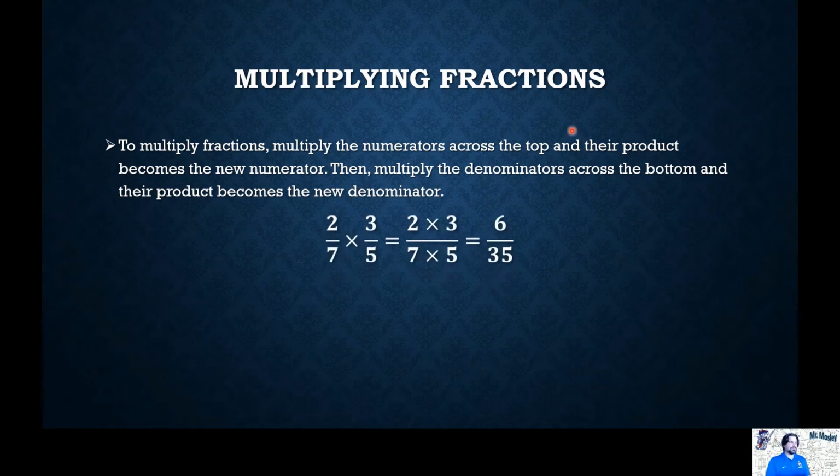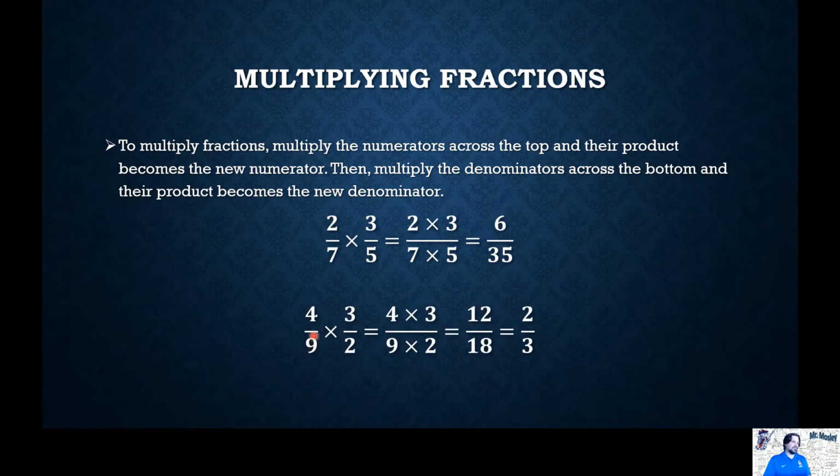For example, if I have 2/7 times 3/5, we'll just make a big division bar, and we say 2 times 3 equals 6. 7 times 5 is 35. The result is 6 over 35, or 6/35.